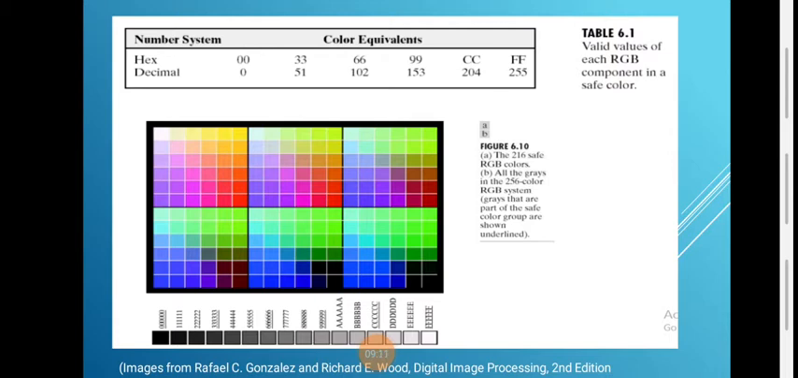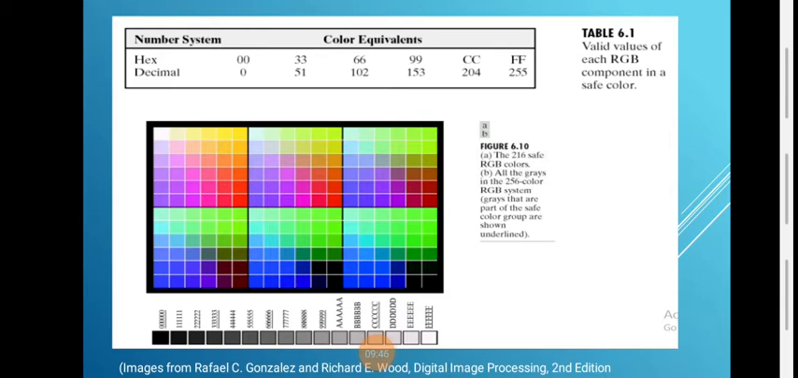Now the number representation. Each of the 216 safe colors can be represented with the values 0, 51, 102, 153, 204 and 255. In these RGB triplets, we have 6 values and 3 RGB components, so it is 6 power 3, which is 216.